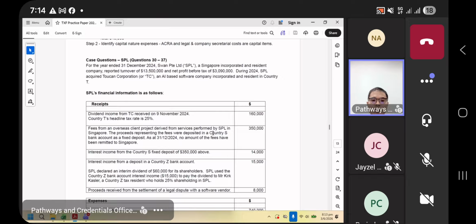Okay, so for the year ended 31st December 2024, we know that this is for YA 2025, and the basis period will be from 1st January 2025 to 31st December. No, sorry. It will be from 1st January 2024 to 31st December 2024. Okay, so this is the basis period. And then during this time, SPL made an acquisition and acquired a company called TC. Okay, and TC is based outside of Singapore.